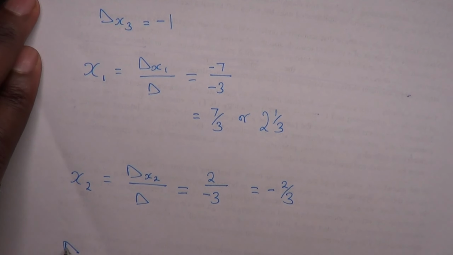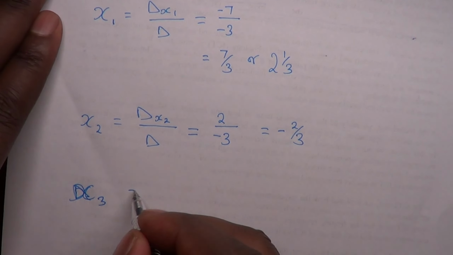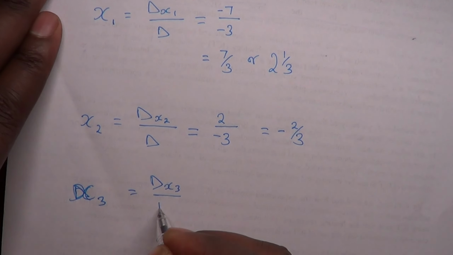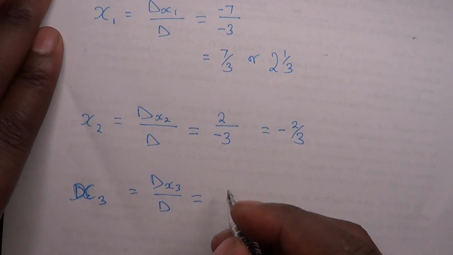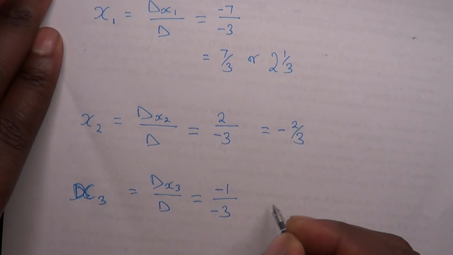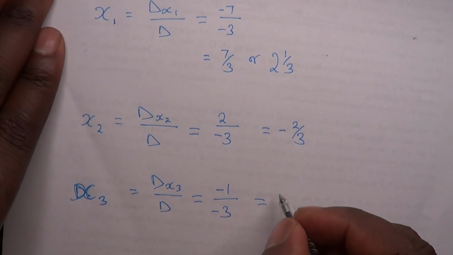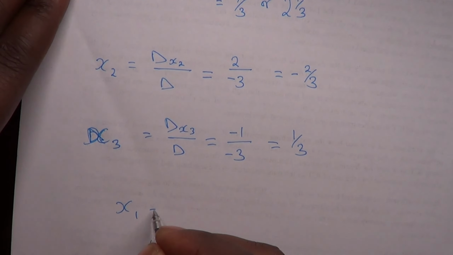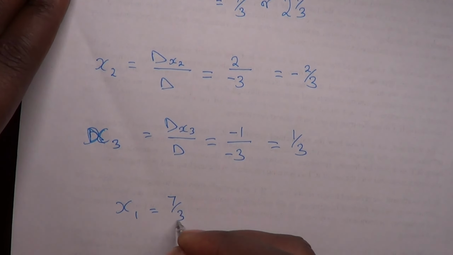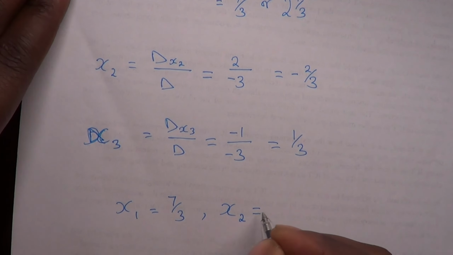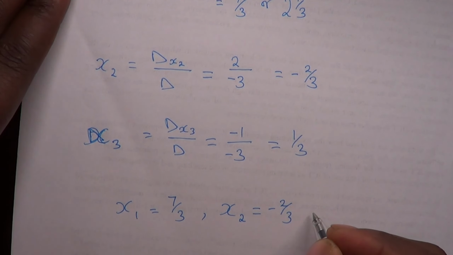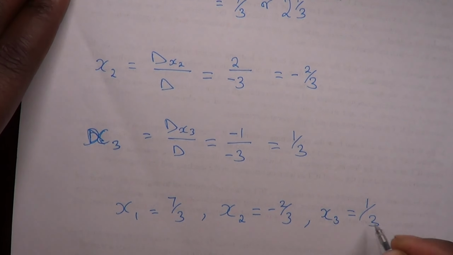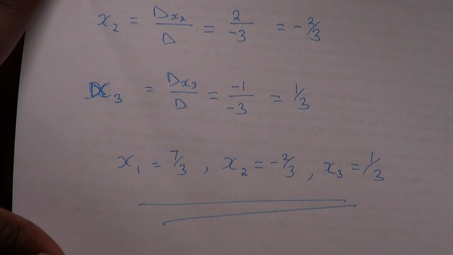Then x3, so x3 is equals to dx3 over d, which is equals to x3, that's negative 1 over negative 3. Negative and negative gives you positive. Now we remain with 1 over 3. So the final answer is x1 equals to 7 over 3, x2 equals to negative 2 over 3, and x3 equals to 1 over 3. And that is now the answer.